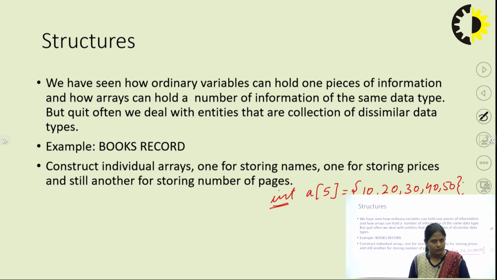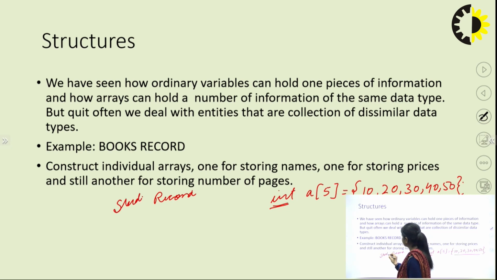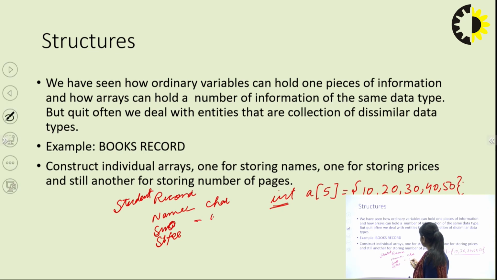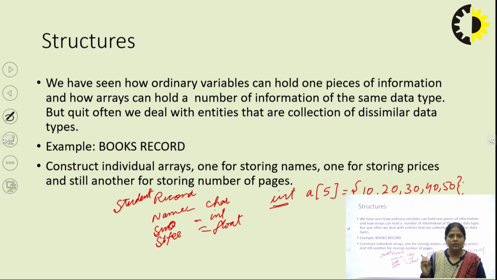But there may be some cases where I need to keep a record of books, maybe a record of students, where I am going to have a collection of dissimilar data types. That means a student record, where I am having the student name, student number, student fee, and so on, where name is of type character, number is of type numeric, either integer or any kind of numeric, then student fee may be a floating point number, right?